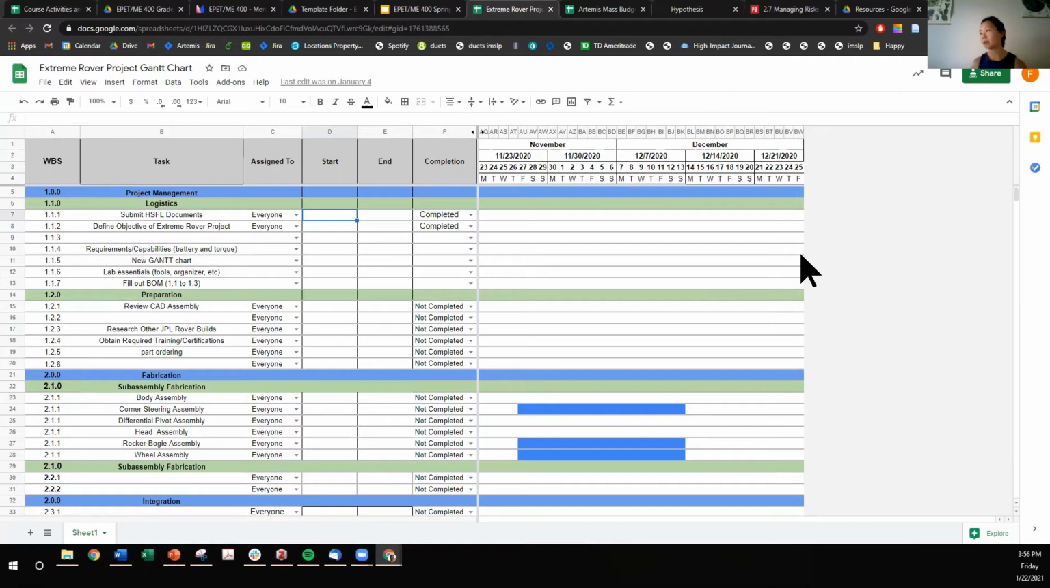So yeah, you can see a sample Gantt chart here. It is by no means the only one or the best example. It's just something that you can refer to when you make your Gantt schedule.